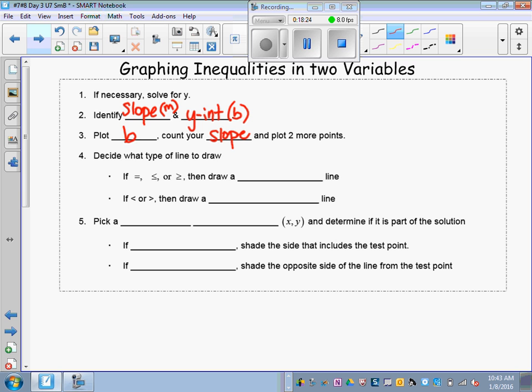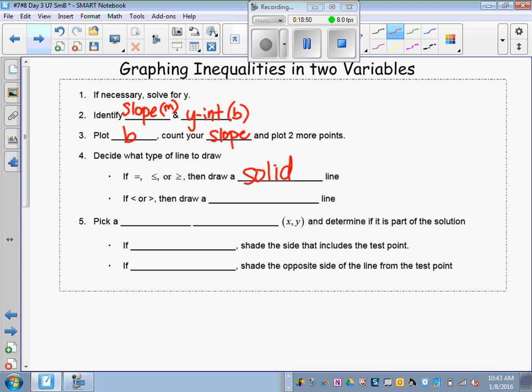What do all 3 of these have in common? Or equal to, right? They have some type of equals with it. Alright, if we have a less than or a greater than, what type of line do you think we'll draw? A dotted line. Notice these have absolutely no remnant of equal with it. So if it has a less than or greater than, then we draw a dotted line.